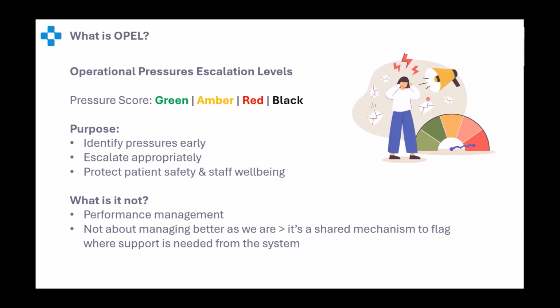And the purpose for it really is to identify those pressures as early as possible, so we can escalate that there's pressure felt appropriately to our system for support. Effectively, the overall purpose is to protect patient safety and staff well-being across services. What it's absolutely not, though, is a performance management tool, and it's not about managing better as an individual organisation. It's about a shared mechanism to flag where support might be needed from the system to improve that pressure level.